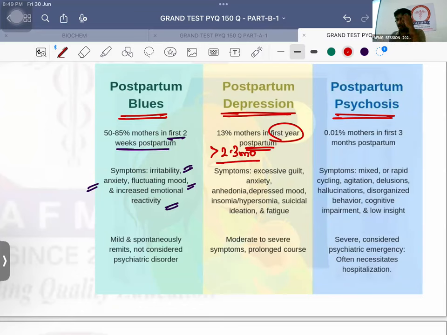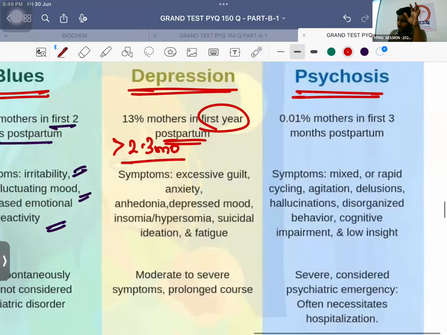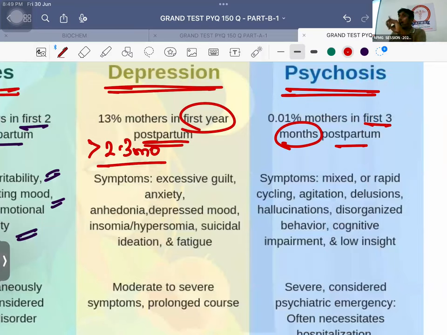Last is postpartum psychosis. It is very rare. It is seen in very rare conditions. But it commonly occurs in the first 3 months of postpartum. Understand? After 3 months is depression. Within the first 3 months is usually postpartum psychosis, and it usually occurs after 2 to 3 weeks. First two weeks, blues. After 2 to 3 weeks and before 3 months, psychosis. After 3 months, depression. That's how easy it is.